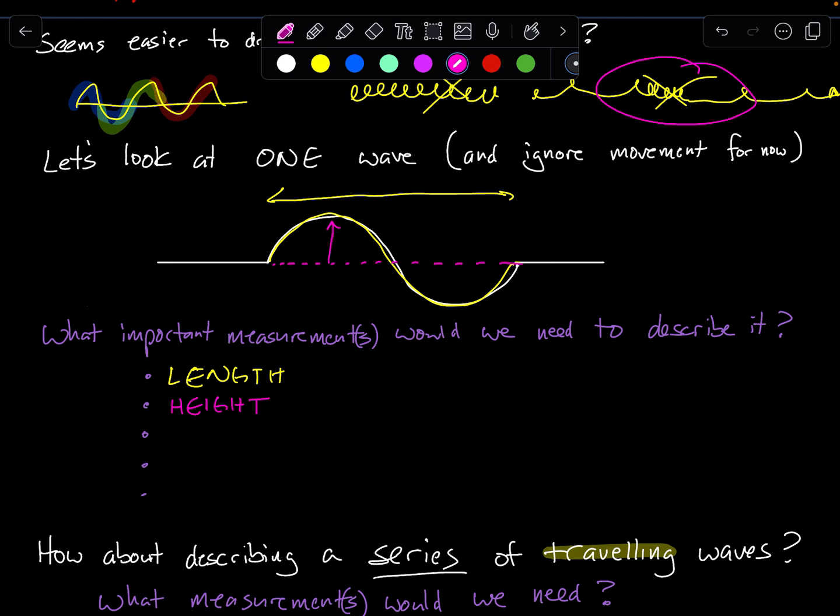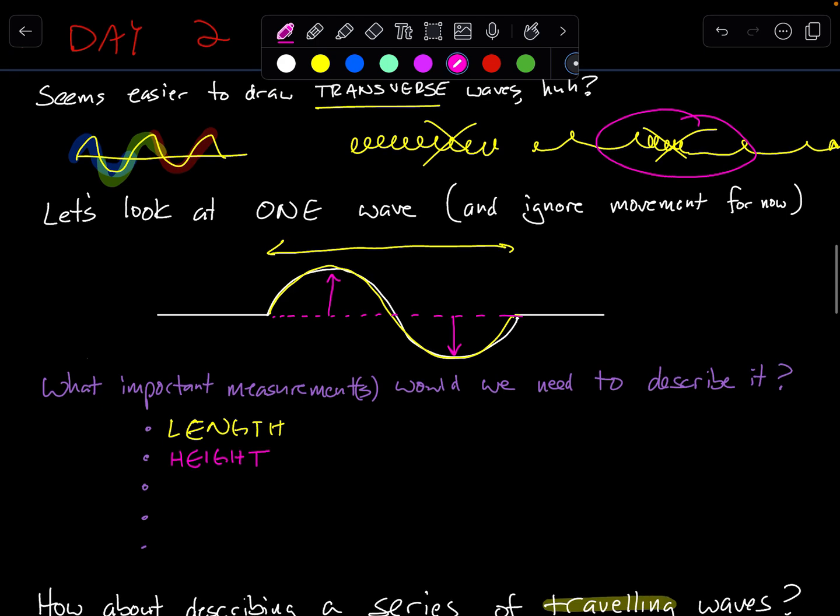And because these things are usually symmetric, you can measure from the middle up to the top or from the middle down to the bottom like so. Either one of those is fine. But that's it. For one solitary wave, that's all you would need to do to describe it.